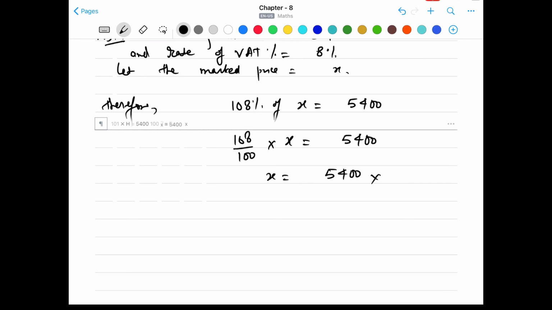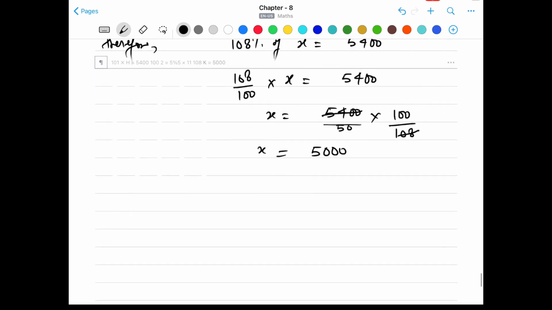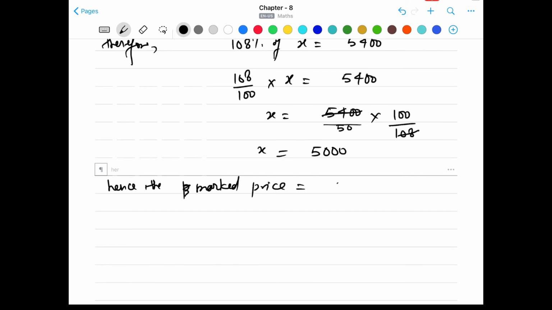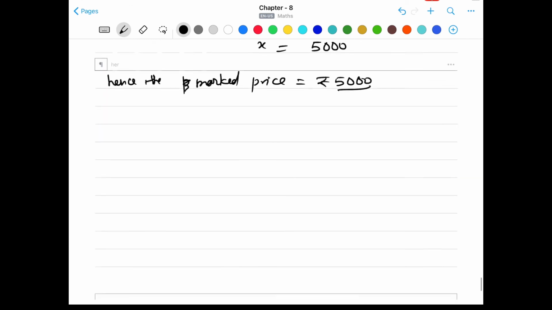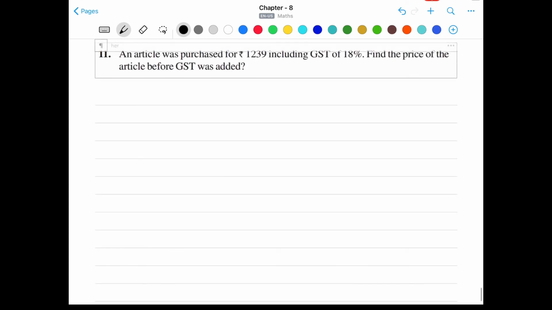This 108 divided by 100 will become 100 divided by 108. So when you divide this by this, you will get 50. So the answer will be 5000. x equals 5000. So we'll write, hence the marked price is equal to 5000 rupees. Now let's move to the last question of this exercise.